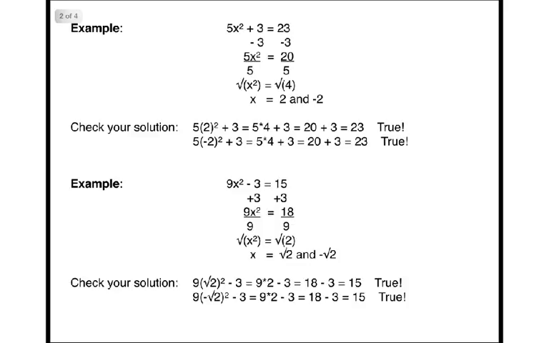Here are some examples. 5x squared plus 3 equals 23. We want to solve for x. In this expression, x is being squared, multiplied by 5, and adding 3. So we subtract the 3, leaving us with 5x squared. Now x is being squared and multiplied by 5, so we divide by 5, leaving us with x squared. And since x is being squared, we square root both sides, canceling the root. And we end up with x equals 2 and negative 2. The principal root is 2.